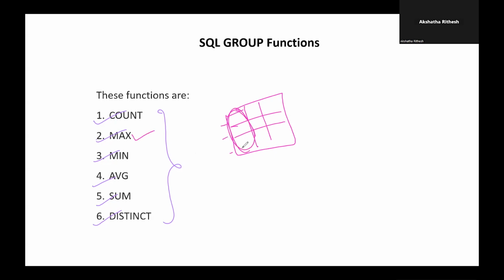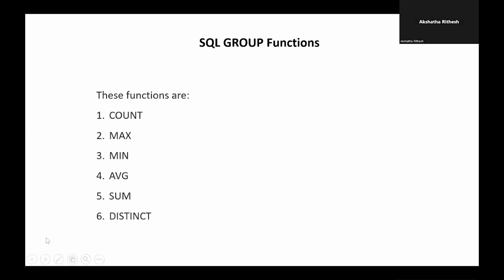For maximum, I'm going to combine the entire rows and then find the maximum. Again, for minimum, I'm going to group all the tuples and then find the minimum, and average is also the same, sum, distinct. So here what we are trying to do is group all the values, all the tuples together, and then find the value. That is the reason this is called a group function, and we have discussed this already, so I'm not going to go into detail.